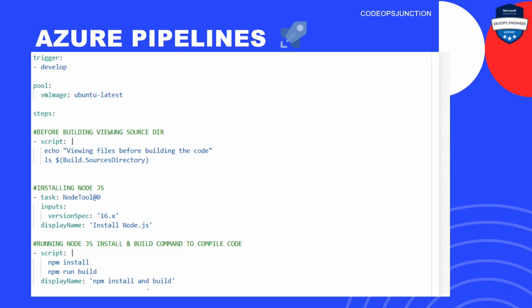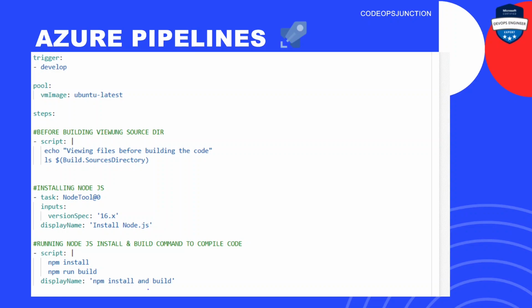And the second line, you can see there is pool. Pool specifies a pool of virtual machines to be used as build agents. In this case, it is set to use the Ubuntu latest VM image. Then the third, you can see, is steps. This section defines the sequence of steps to be executed as part of the pipeline.